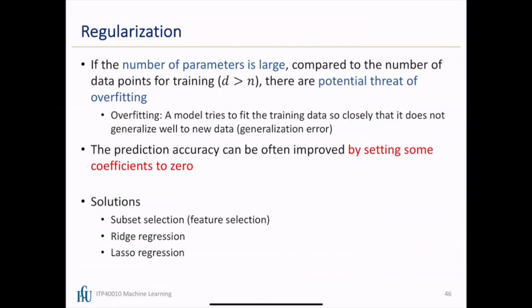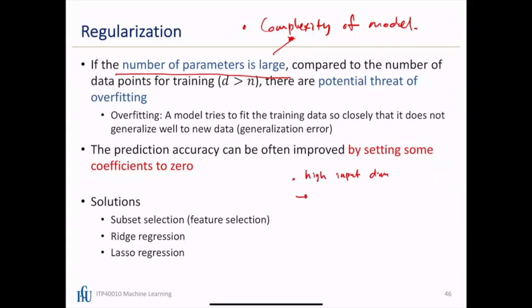The other topic is regularization, and this is a rather important topic. In terms of model, we often talk about complexity, and complexity is often represented by the number of parameters. Especially when the number of parameters is large, we often say the model is more complex. So if your data has more input dimensions, you may have more parameters W.